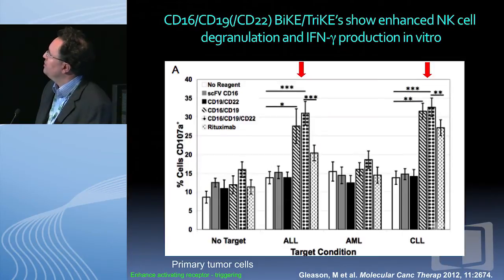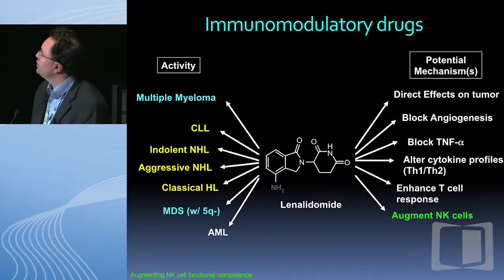This is data from Jeff Miller's lab at the University of Minnesota, and what they're showing here is that in vitro, using primary human NK cells and primary ALL and CLL cells, the percentage of NK cells that degranulate or respond to these tumor cells increases dramatically in the presence of these bi- and tri-specific reagents, to a greater degree than even rituximab, which is shown here in this third column. So I think these will be exciting and interesting drugs to see in the future in clinical trials and see how they stand up to other triggering approaches.